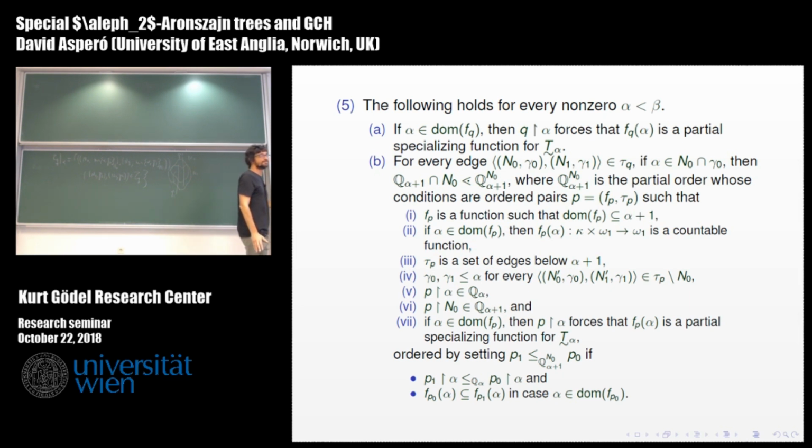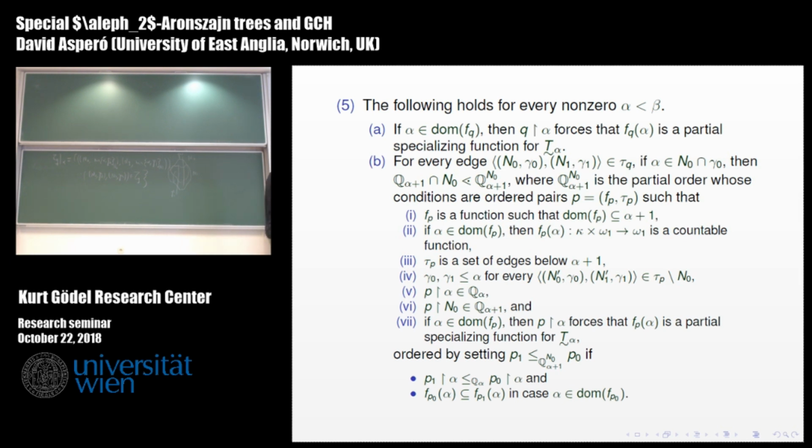I see. So I have a sequence of q alpha plus 1s. I'm fixing this edge in this tau q, which I'm defining, what it means for q to be in q alpha plus 1. That's when beta is alpha plus 1. So that has already been defined.